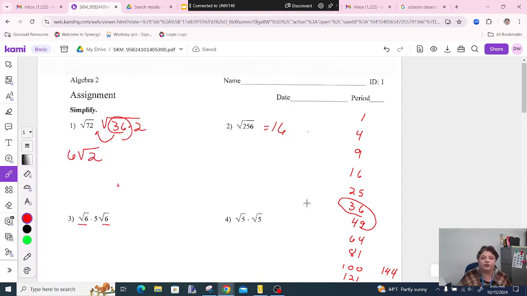So when I do this one, it's going to be 5's on the outside times square root 6 times square root 6 is just 6. So then I multiply that 5. This should be 30.